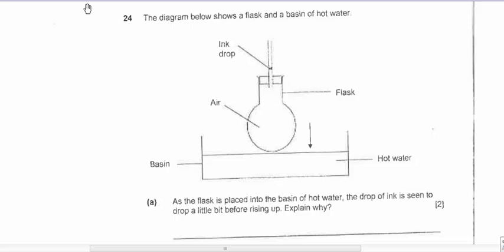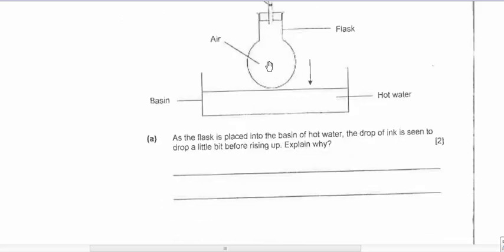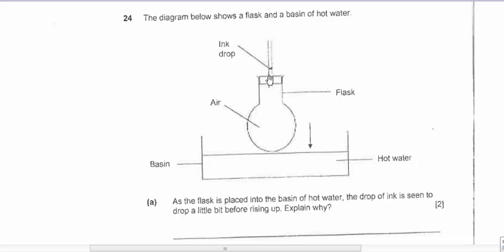Now question 24 is a very common one, we have actually looked at this kind of question before. This flask is placed in hot water, and when I first put it in, the drop of ink seems to drop a little before rising up. So why is that so? I've actually explained this before. When you first put the flask in, the flask will expand. And when the flask expands, there is more space inside. So then this drop of ink will actually drop in, because there's a sudden increase of space, so the ink can drop in. Then after the air inside this flask starts to heat up, the air inside will expand, and then this ink will get pushed up because the air will start pushing.